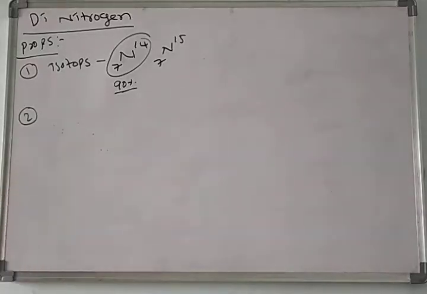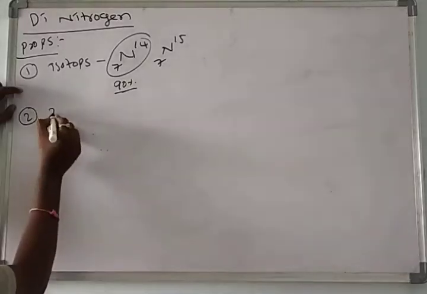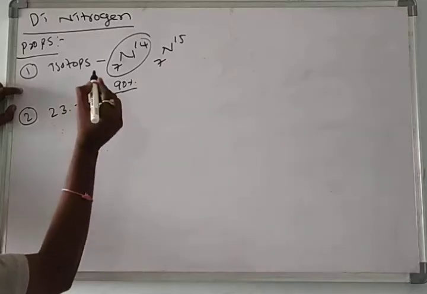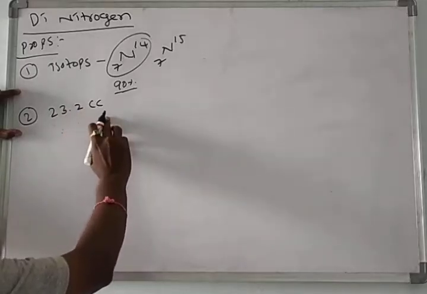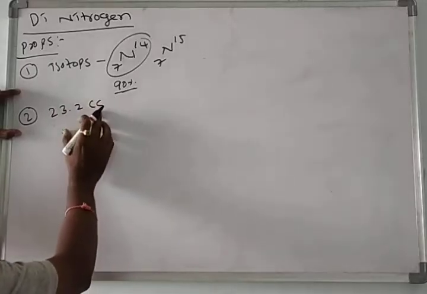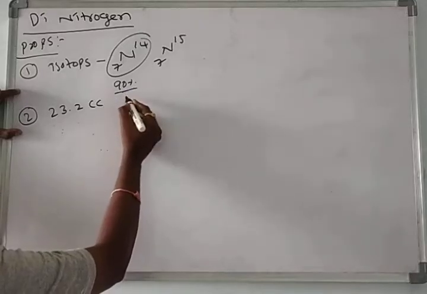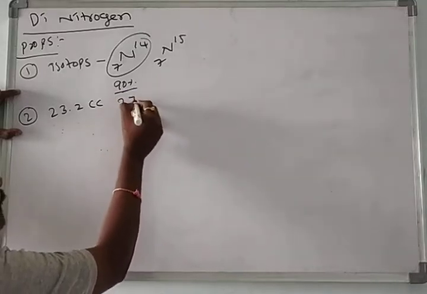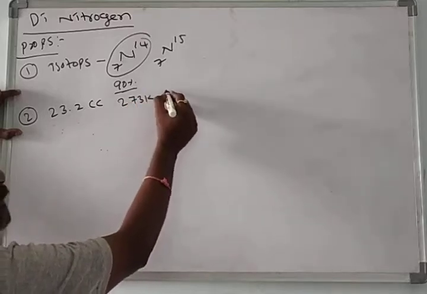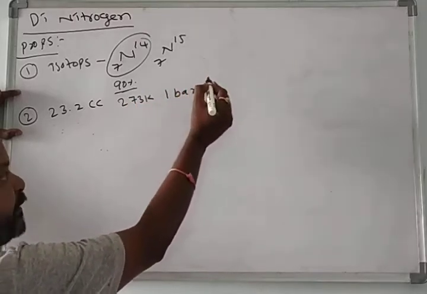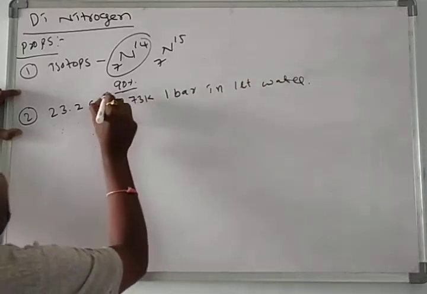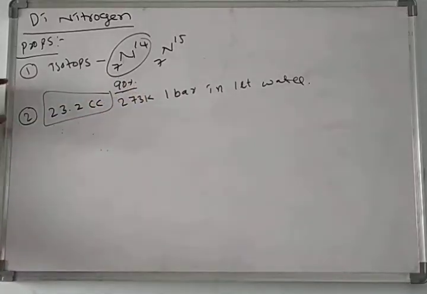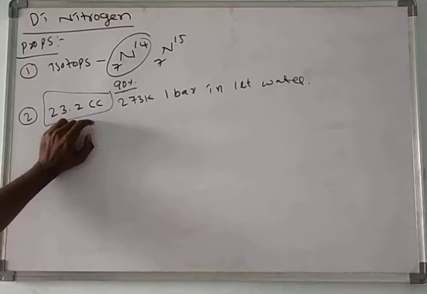Now the solubility of nitrogen in water. It has very little solubility in water. Nearly 23.2 cubic centimeters of nitrogen gas dissolve at 273 Kelvin temperature and 1 bar pressure in 1 liter of water. What is the amount of nitrogen gas dissolved?